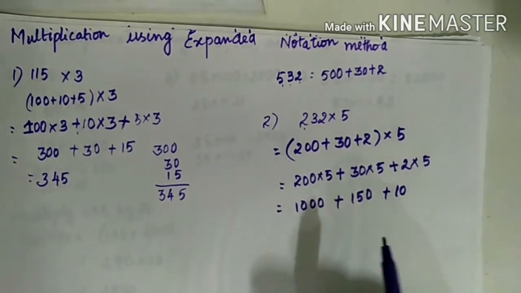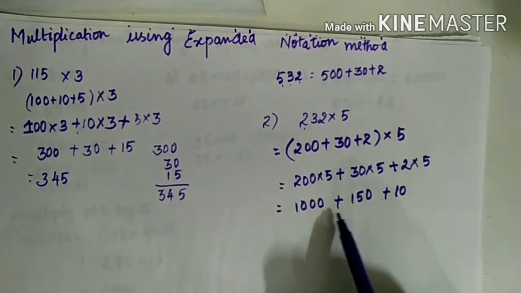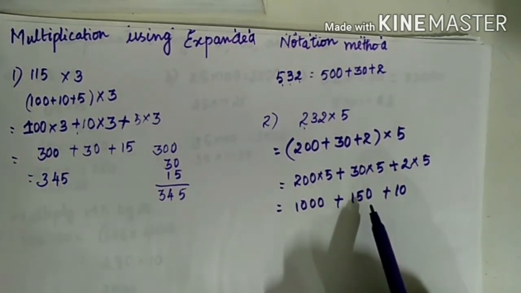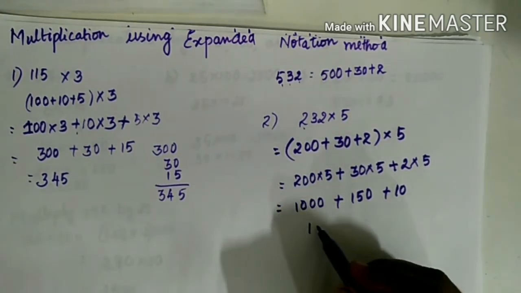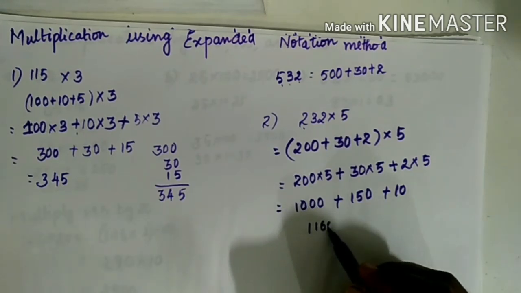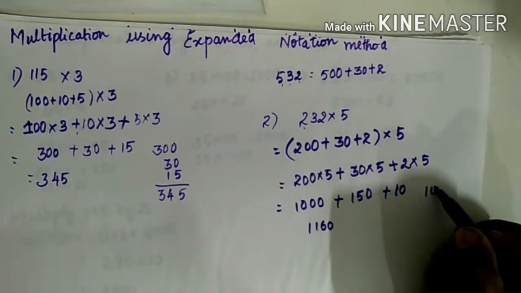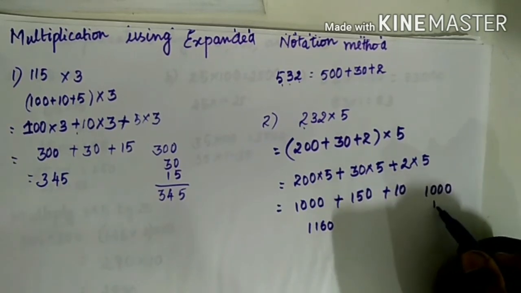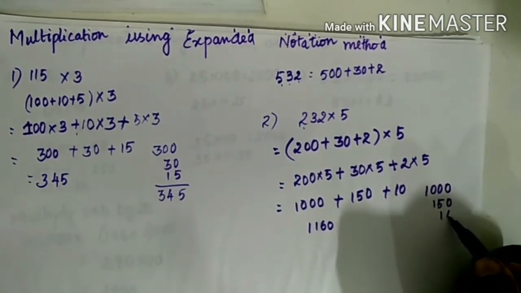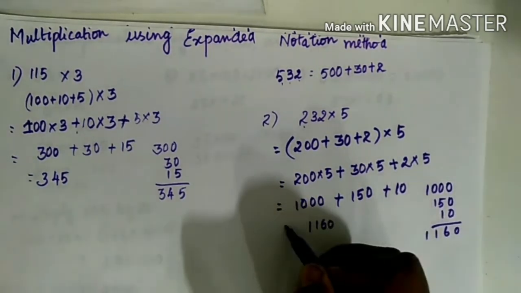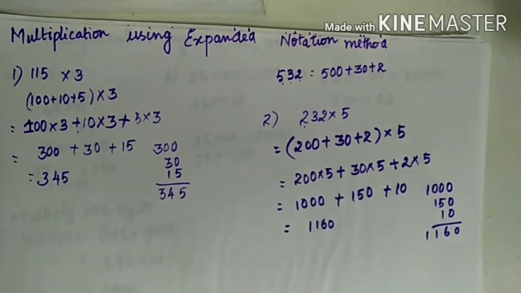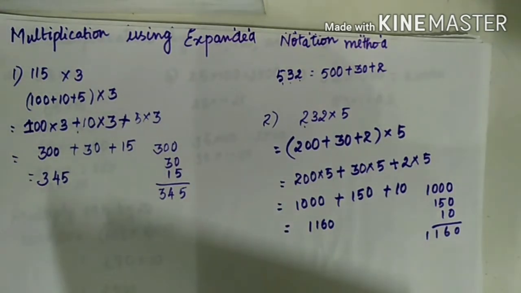So if you are good in mental maths, you can easily add it up. 1000 plus 150, 1150 plus 10 is 1160. If you feel difficult, you just add and see. 0, 6, 1, 1. Good. So you can easily understand this, I hope.